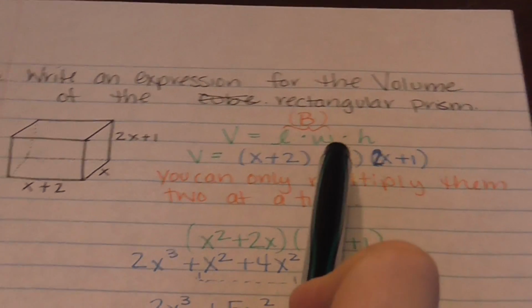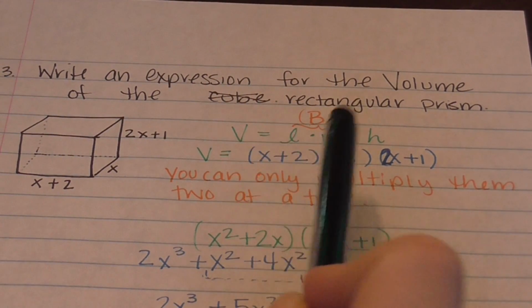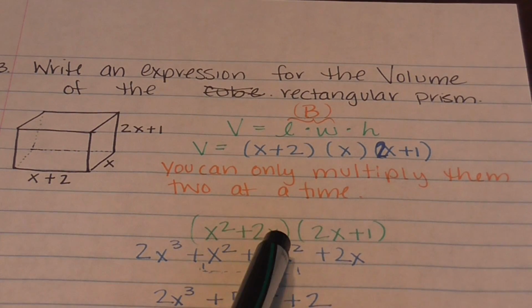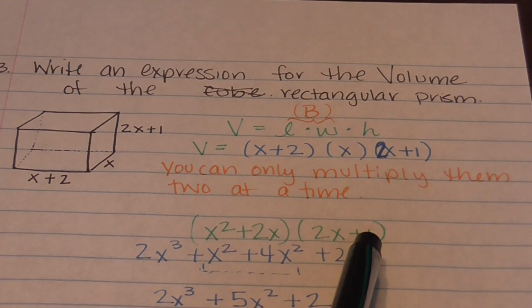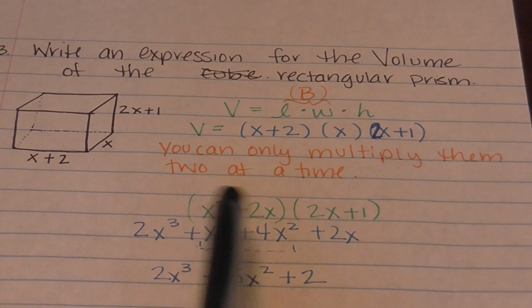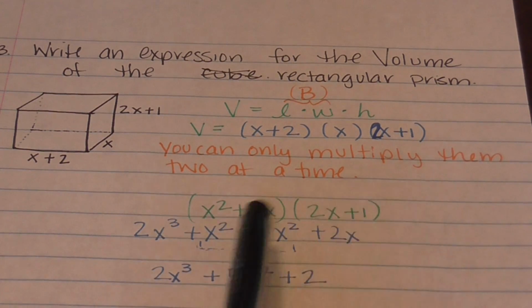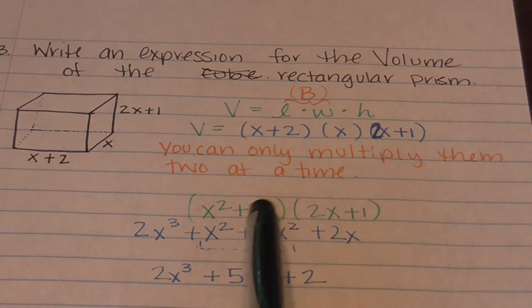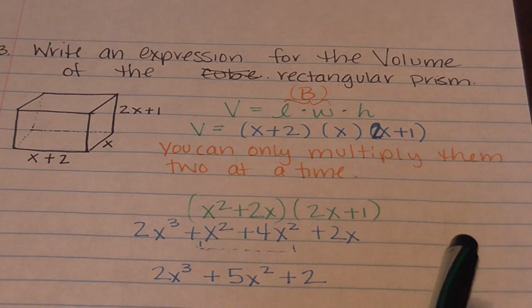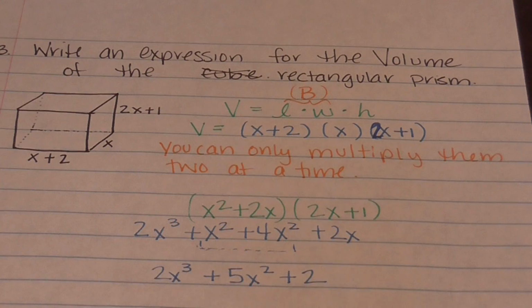So when I distribute the x into x plus 2, I end up with x squared plus 2x, and then I'm going to bring down my 2x plus 1. Then I'm going to distribute the x squared into both pieces, so 2x cubed, and then x squared times 1 is just x squared. And then I'm going to distribute my 2x into both pieces. 2x times 2x is 4x squared. 2x times 1 is just 2x. Combine my like terms, and there's my answer.